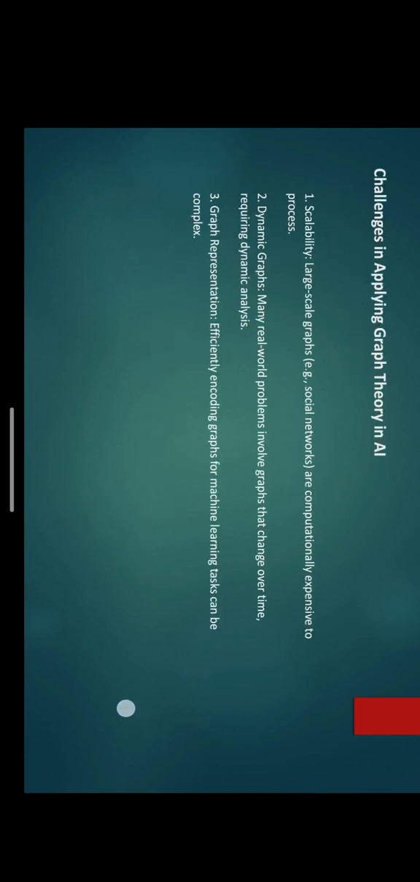Challenges in applying graph theory in AI. First one is scalability. Large-scale graphs are computationally expensive to process. Second one is dynamic graphs. Many real-world problems involve graphs that change over time, requiring dynamic analysis. Next one is graph representation. Efficiently encoding graphs for machine learning tasks can be complex.